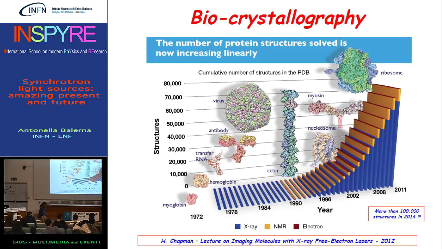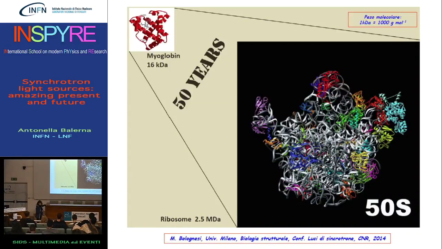Before the presence of synchrotron radiation, the number of structures that were solved from 1972 up to 1990 was a very small amount, lower than 10,000. With the presence of synchrotron radiation and X-rays, with these new sources, the number of structures that have been studied increased very much. You can see there's an exponential increase. And also the complexity of things that could be studied. In 50 years, we went from myoglobin up to ribosomes. And these are very, very complex systems, but it's very important to know how atoms are organized inside a ribosome, and I will show you also why.